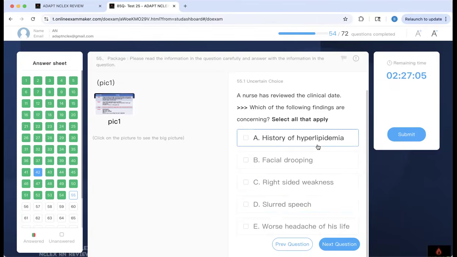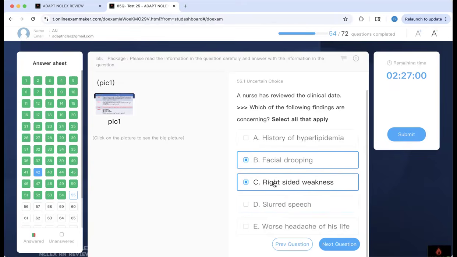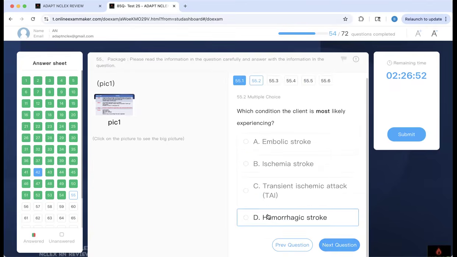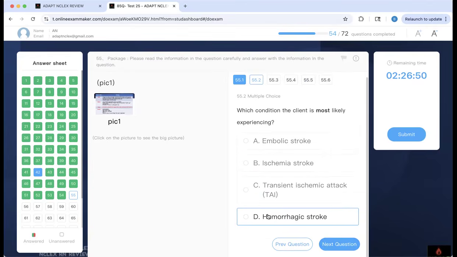History of hyperlipidemia, I'm not going to change it, but the presence of facial drooping, signs of stroke. Right-sided weakness, signs of stroke. Slurred speech, signs of stroke. Worst headache of your life, subarachnoid hemorrhage. Bad problem. Which condition is most likely the client is experiencing? Embolic ischemic stroke, TIA, hemorrhagic stroke.